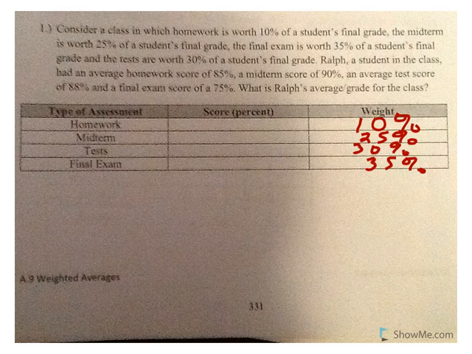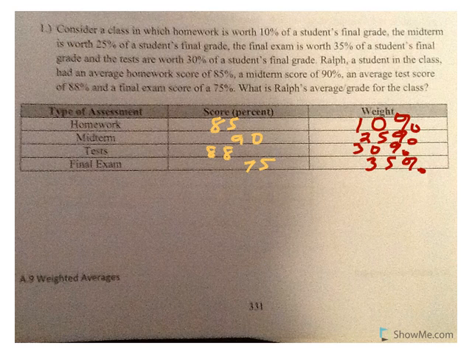Now, weights can be percents. Scores are just going to be scores. So Ralph in this class has an average homework score of 85, his midterm has a score of 90, his average test score is an 88, and his exam score is a 75. Notice I didn't put percents on these because they're scores. These are just the scores.